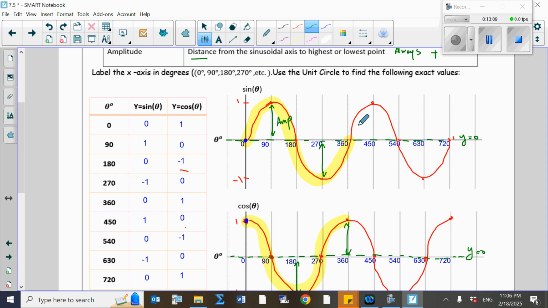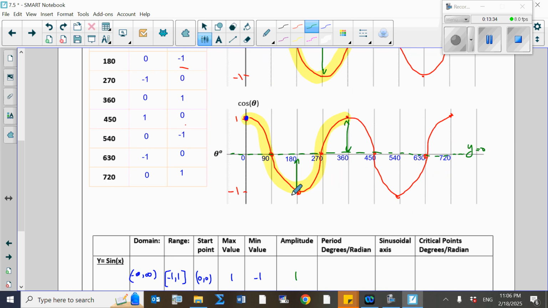So how many degrees does this function need to complete one cycle? As you see, it's from 0 to 360. So the period of the function is 360 degrees. That means it needs 360 degrees to complete one cycle. To complete the other cycle, the second cycle, again, it needs 360 degrees. And the same is for cosine. So the starting point is here, and the end of the one cycle is here at 360. So again, the period of this function is 360 degrees.